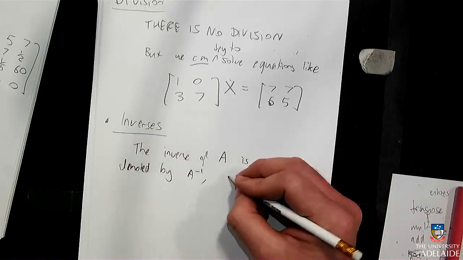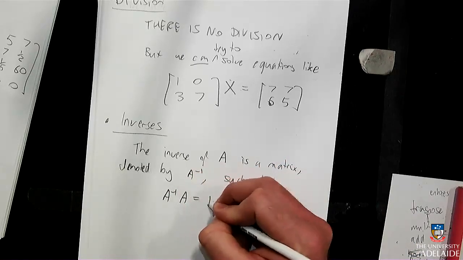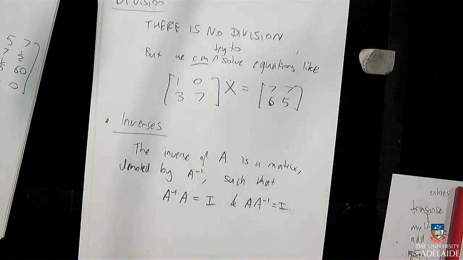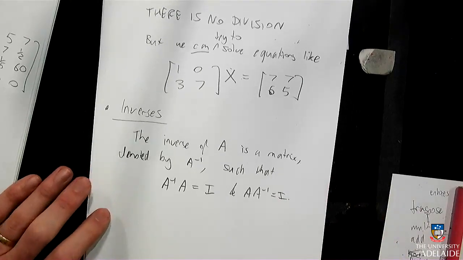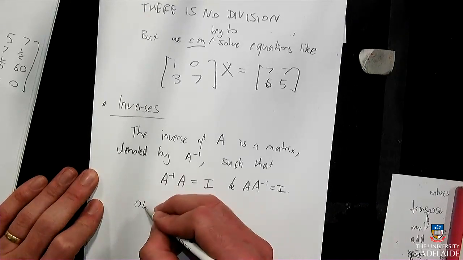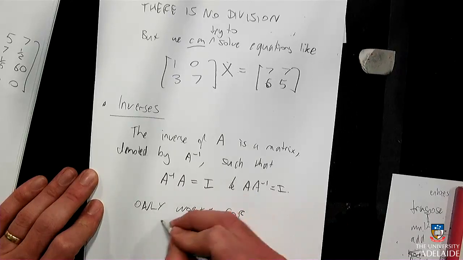Denoted by A inverse, such that A inverse times A is the identity, and also A times A inverse is the identity. You may notice that it's possible for me to multiply A and A inverse both ways. The only way that's possible is if both matrices are square matrices. So we can say it only works for square matrices.